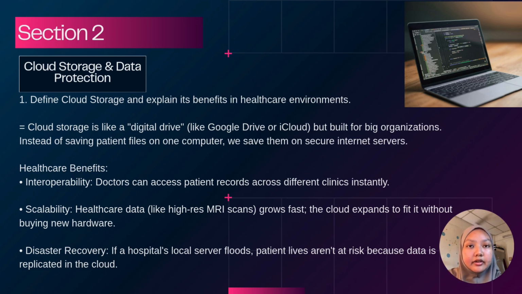For the healthcare benefits, first is interoperability, which is a doctor can access patient records across different clinics instantly. And second is scalability. Healthcare data grows fast, so the cloud expands to fit it without buying new hardware. And lastly is disaster recovery. So if a hospital's local server fails, patient lives are at risk, but the data is replicated in the cloud.